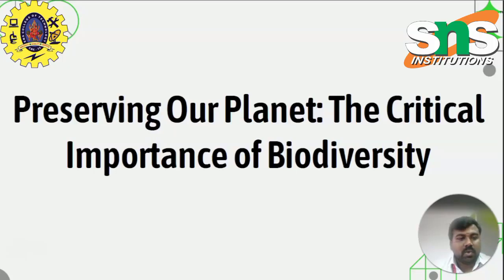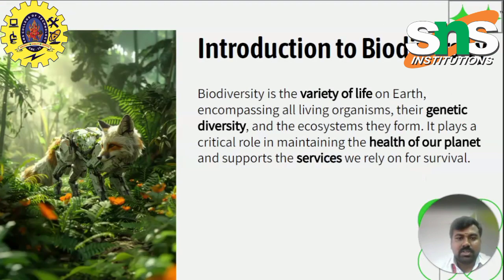So in this presentation, I am going to explain biodiversity: preserving our planet, the critical importance of biodiversity. Biodiversity in the plant system refers to the variety and variability of plant species in the given ecosystems. Biodiversity is the variety of life on Earth, encompassing all living organisms, their genetic diversity, and the ecosystems they form. It plays a critical role in maintaining the health of our planet and supports the services we rely on for the survival of life.